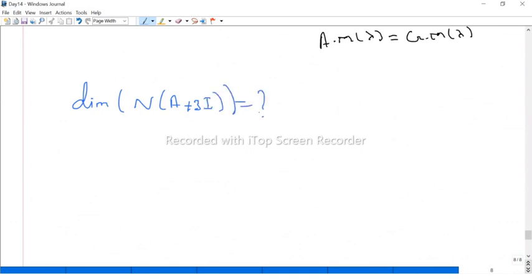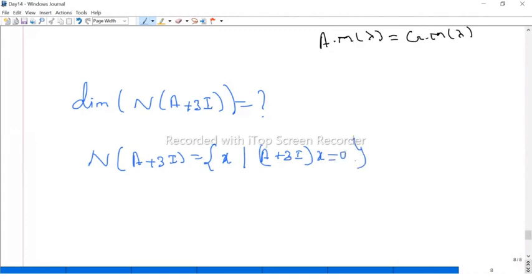So what is the dimension of this? What is the meaning of this null space? What is the definition of the null space of A plus 3I? It is nothing but we are collecting the vectors X such that the condition (A plus 3I) X equals 0 holds. We are collecting the solutions of (A plus 3I) X equal to 0. That is the null space.